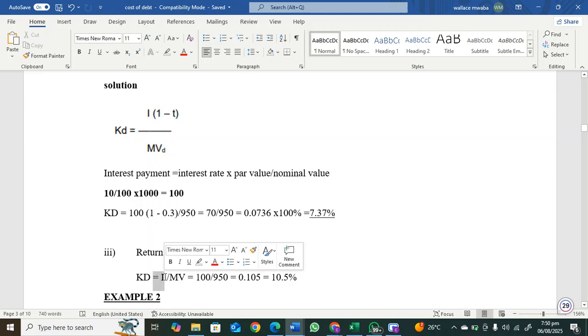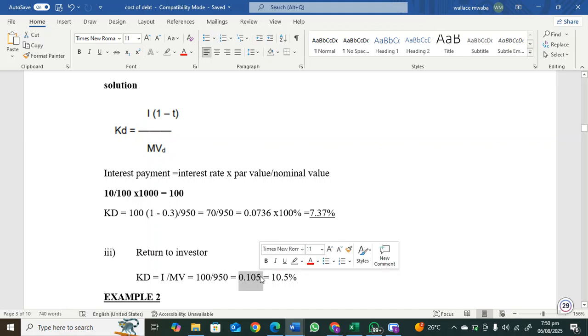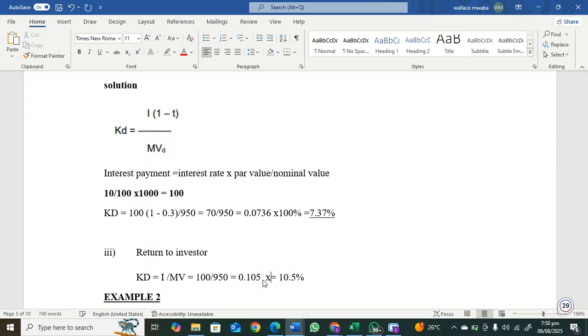Okay. I, the interest payment, 100 kwacha. MV, the market price. So 100 divided by 950 kwacha, 0.105. Convert that into a percentage, 10.5%. Okay, that is the return to the investor, the one who buys the debt. That is their return.